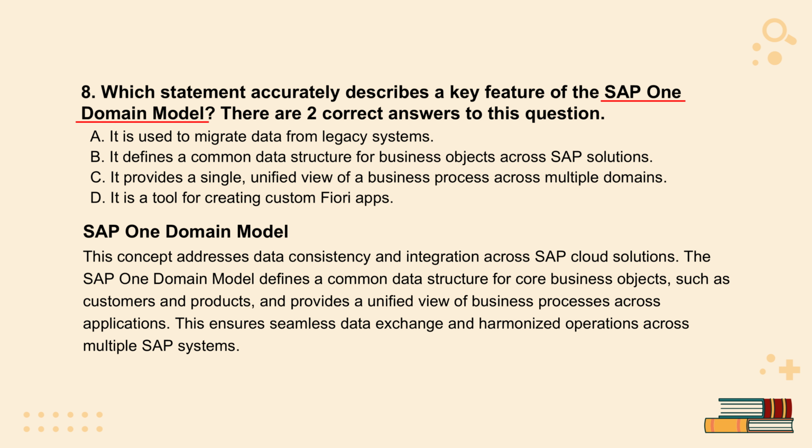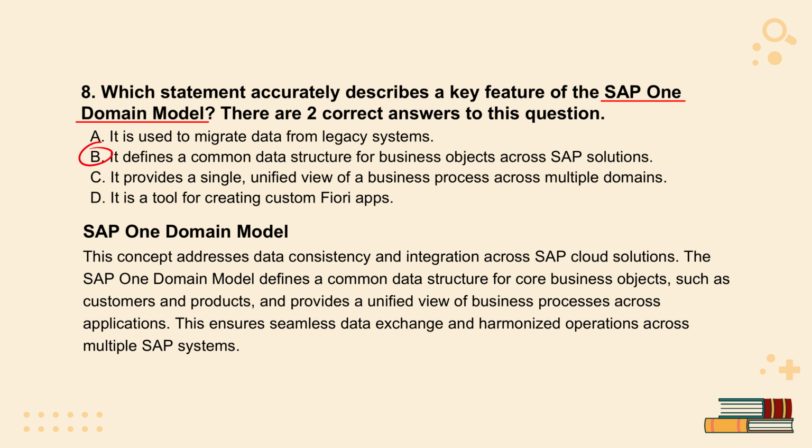First, it defines a common data structure for core business objects. Like customer or product. Exactly. It ensures that customer means the same thing with the same core attributes, whether you're looking at it in S/4HANA sales or maybe a CRM system or financials. A single source of truth for the definition. Precisely. And the second key feature follows from that. Because you have this common language, it provides a single unified view of a business process, even if it spans multiple applications. It makes integration much, much smoother. Data flows consistently without needing complex mapping for every single connection. It's fundamental for that intelligent enterprise vision SAP talked about.